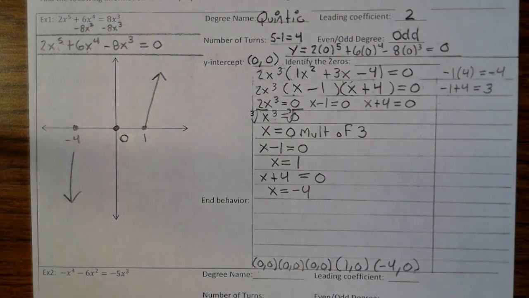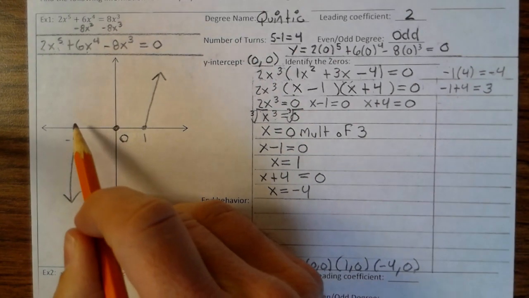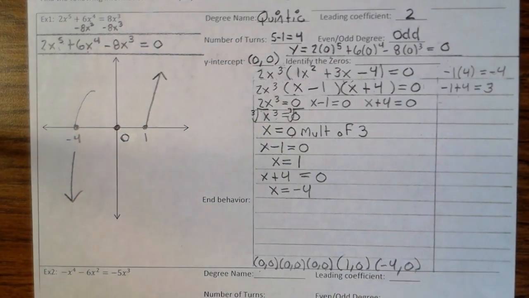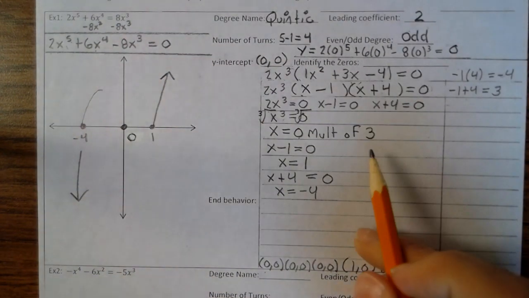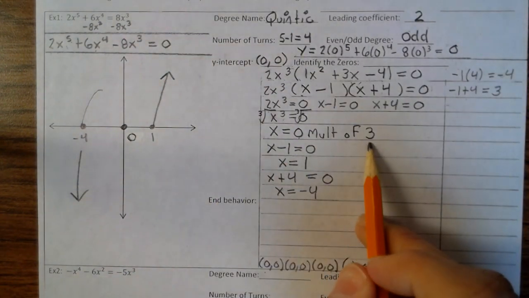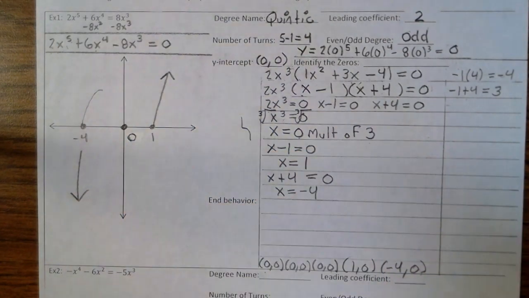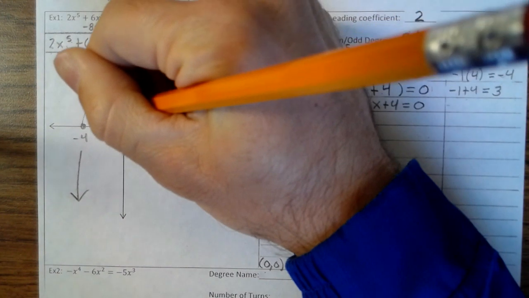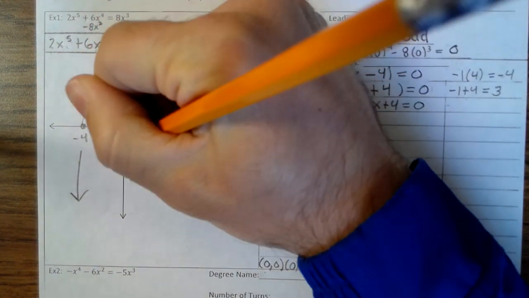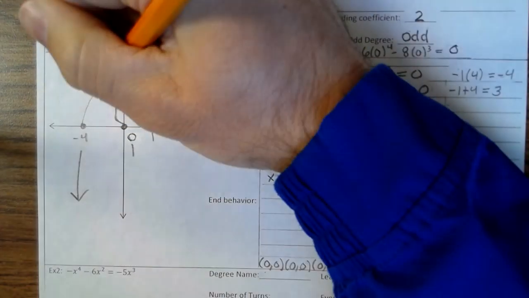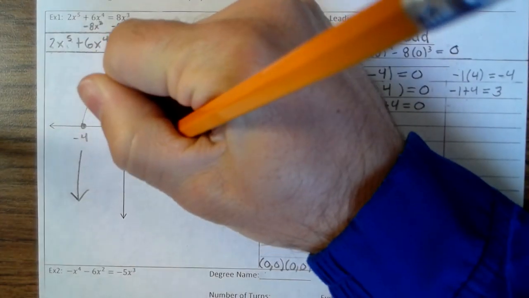Okay. Now, the next thing is our turns. So we know that it has to go up. Now, we know when it's multiplicity of 2, it touches and turns, but when it's multiplicity of 3, it actually makes a cubic function at that point. Okay? So we know here is going to be a cubic function right here. So then it turns there, and then turns back up.